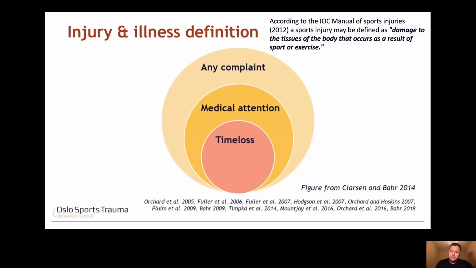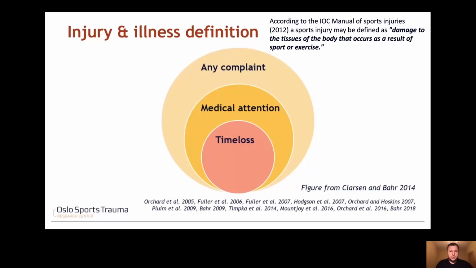Also, there are some situations when injuries need medical attention. That means that the player is able to participate, maybe not 100%, but he or she is able to play or to train. But medical attention is needed just to prevent a more serious injury.